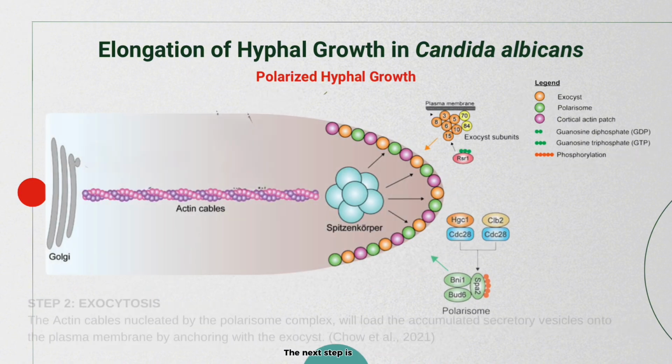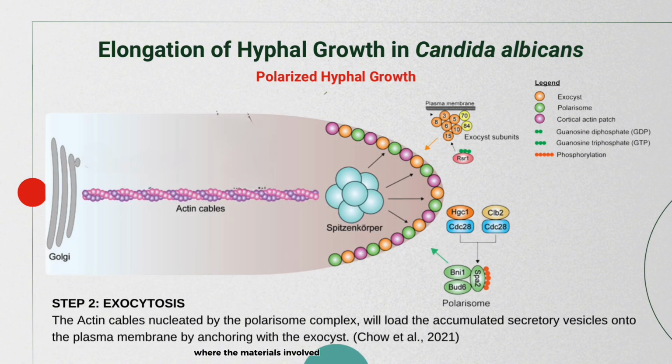The next step is exocytosis, where the materials involved will be delivered to the cell membrane for expansion. The actin cables nucleated by the polarisome complex, specifically BNI1, will load the accumulated secretory vesicles at the Spitzenkorper onto the plasma membrane by anchoring and docking with the exocyst. One of the exocyst subunits, SEC3, ensures that the secretion of vesicles happens mostly at the tip for optimum membrane material supply for the development of new cell walls.